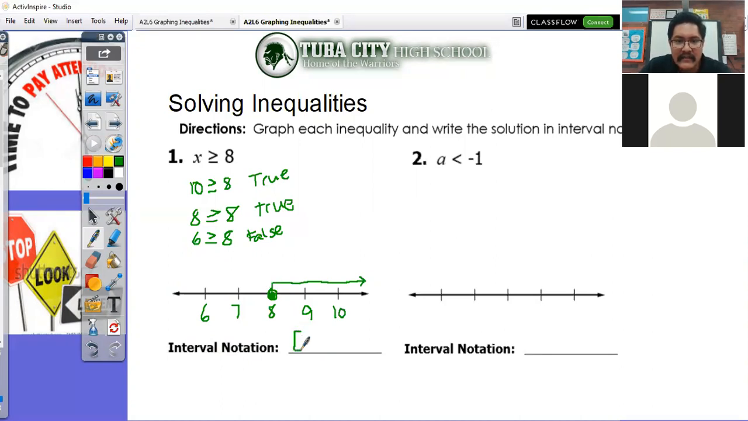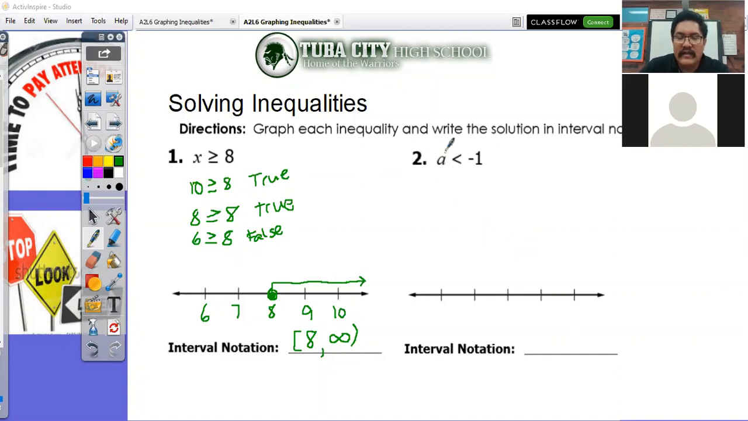So in this case here, it is a closed circle. So I'm going to use the bracket, the square end bracket. Since it is included, we're going to put 8 in there. And we're going to continue on. So again, everything higher than 8 is a solution. So what is the largest number we could pick in and have it still work as a solution? That would be, well, infinity. Infinity is the largest number I can put in there, and it will still work.